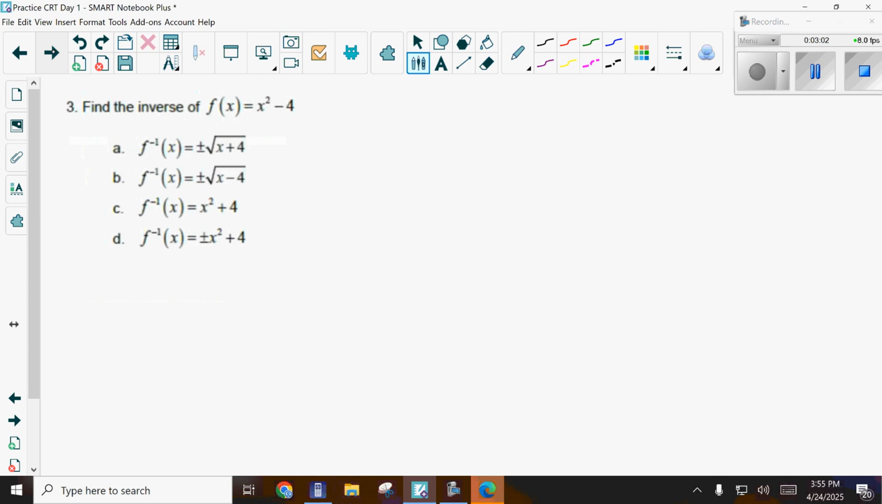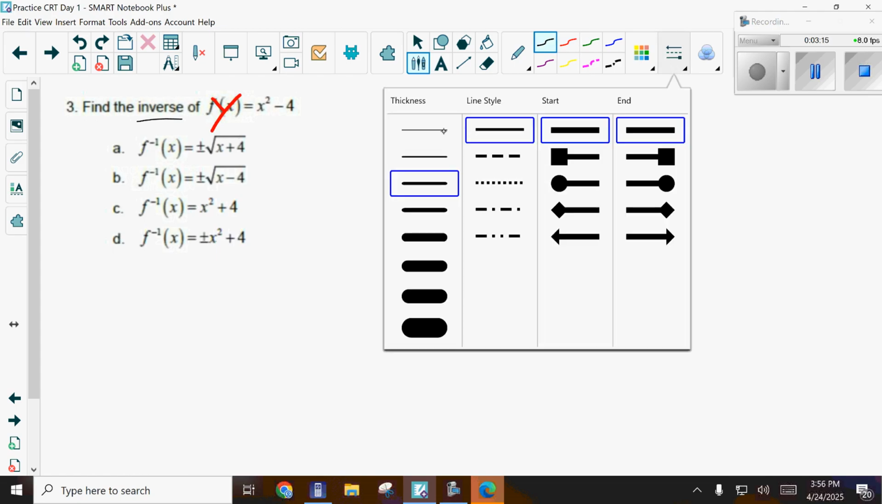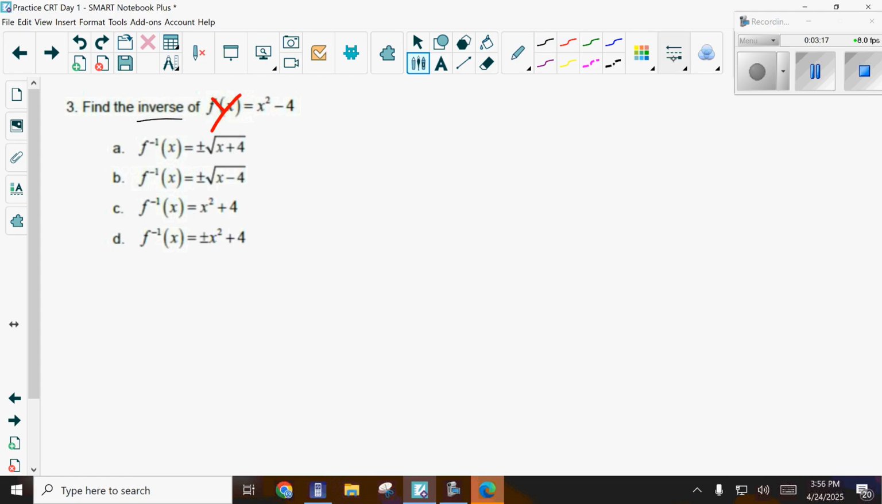Number 3 says find the inverse. Remember what inverse means. Inverse means switch x and y. So right now, this question actually does have a y. F of x is the fancy way of writing y. So to simplify this, or to write the inverse of it, we just have to switch the x and switch the y, but keep everything else as is. Then we have to try to solve for the y.